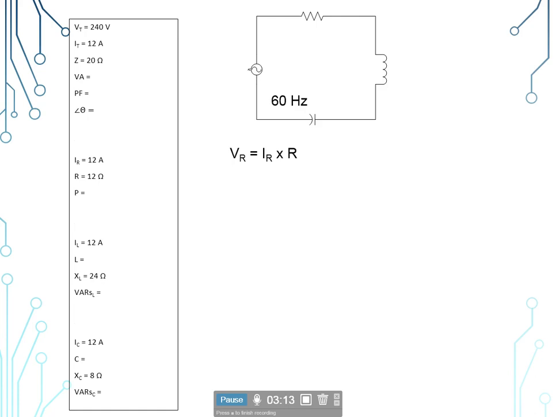Now we're going to be looking for a voltage drop at the resistor. So V sub R is equal to I sub R times R. That's Ohm's law again. So I sub R of 12 amps times our resistance of 12 ohms gives us a 144 volt drop at the resistor. The voltage at our inductor is going to be equal to our current at the inductor times our inductive reactance. So we have a current at our inductor of 12 amps times our inductive reactance of 24 ohms, giving us 288 volts.